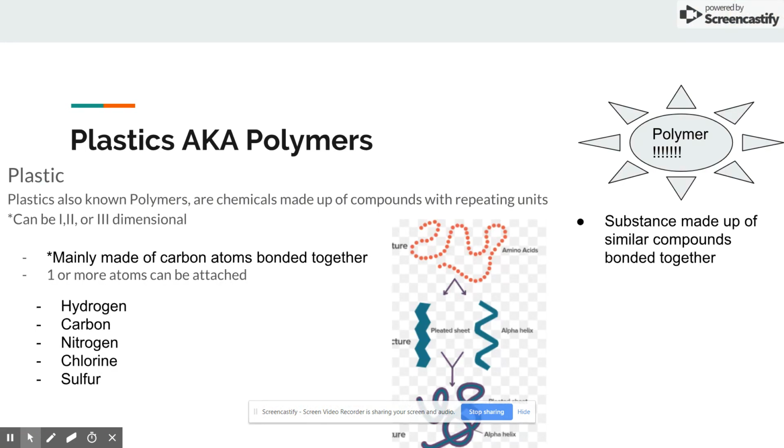Plastics, also known as polymers, are substances made up of similar compounds bonded together, mainly with carbon atoms as well as hydrogen, nitrogen, chlorine, and sulfur. It can be one-, two-, or three-dimensional, and here's an example of what it would look like. Even though it's mainly composed of these atoms, other atoms can also be attached to it.